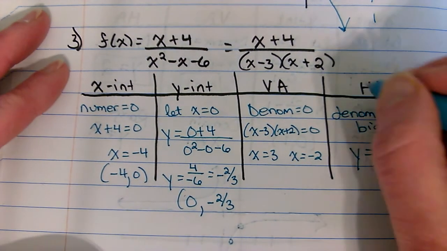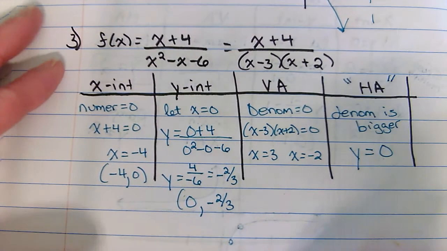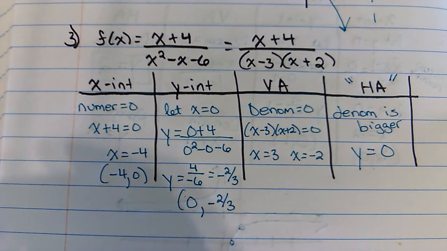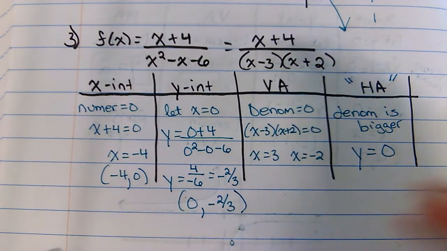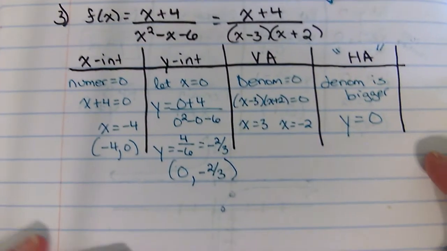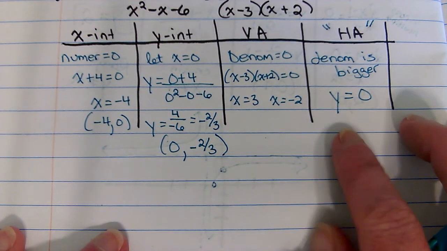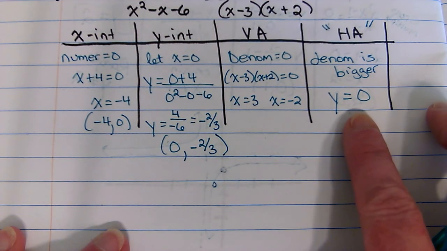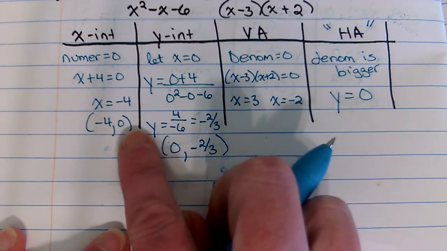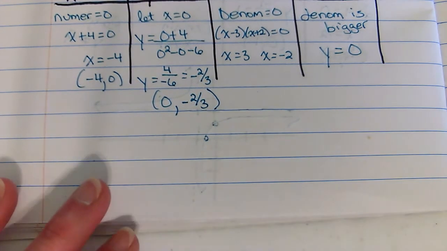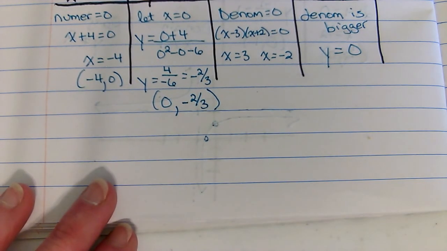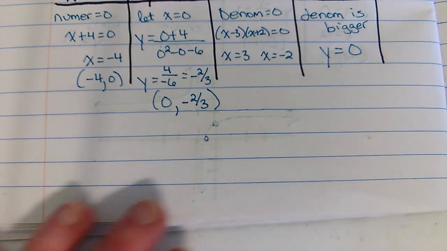And I'm going to put quote. Sometimes it is not a strict horizontal asymptote unless they divide evenly. If you actually look at the graph, this one actually does cross the x-axis. It crosses when y is 0 because we do have an x-intercept. So it's not a strict horizontal asymptote in this problem.